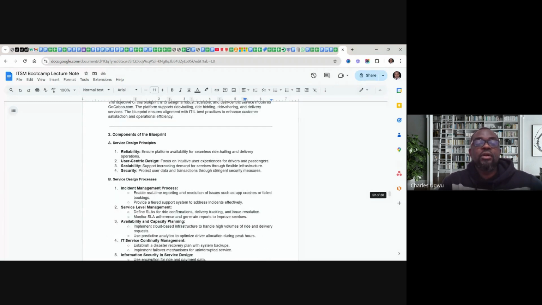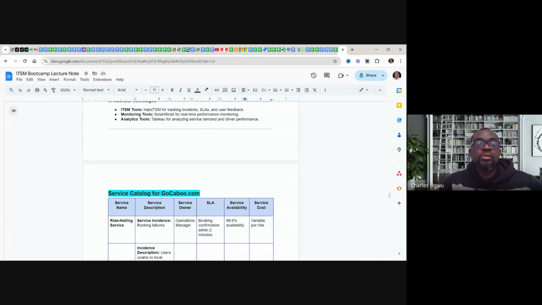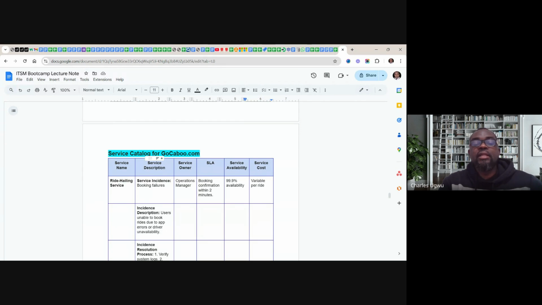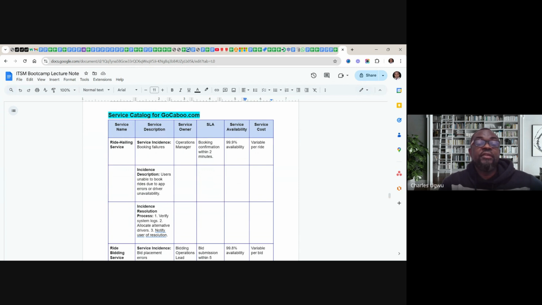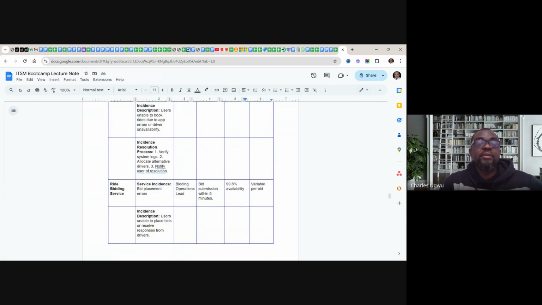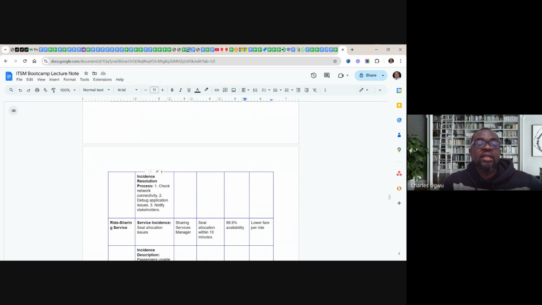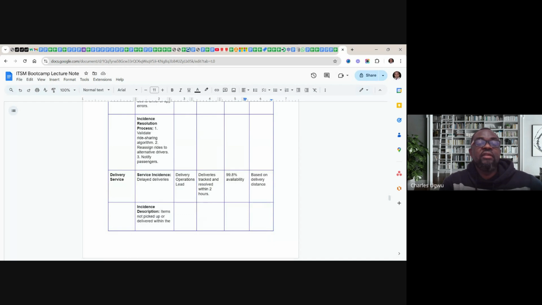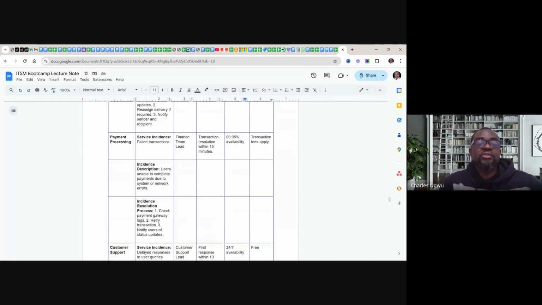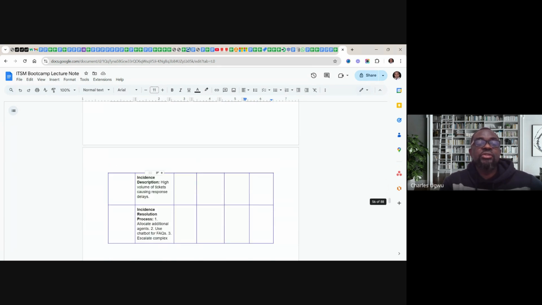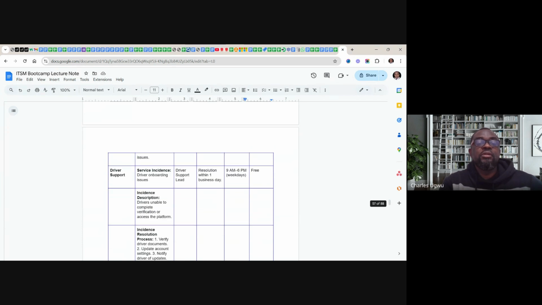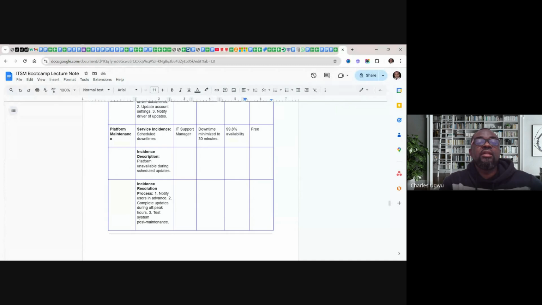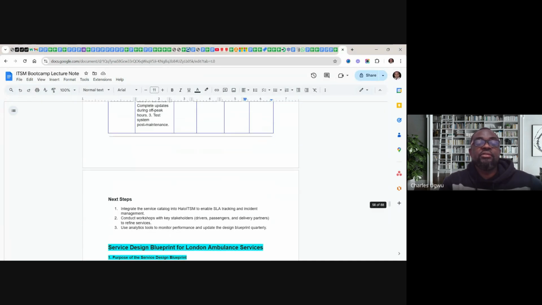Then if we come to a ride-hailing company, you see we have different services here, like the ride-hailing service. We have ride bidding service. We have ride-sharing service. We have delivery service. We have payment processing. We have customer support. We have driver support and platform maintenance services. These are services we can get within that industry, like ride sharing or hailing, like Uber.